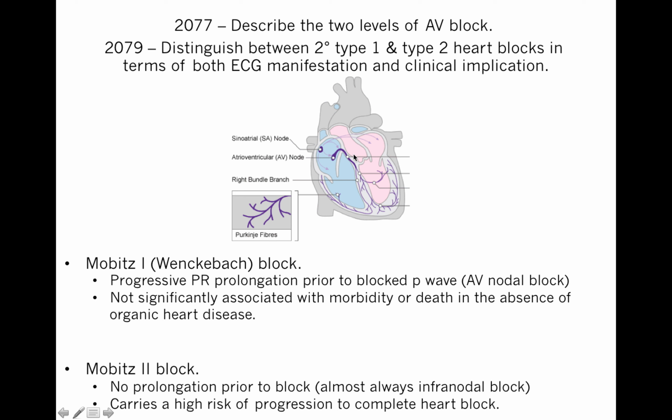However, Mobitz 2 block or type 2 second degree block is different. Here there is no progressive PR prolongation and there is a sudden drop in QRS, and this occurs usually at the His-Purkinje system, so below the AV node. This carries a very high risk of progression to complete heart block, and thus even if the person is not very symptomatic or not having syncope, if it's detected on an ECG, there's an indication for pacemaker implantation, because this could progress to complete heart block.